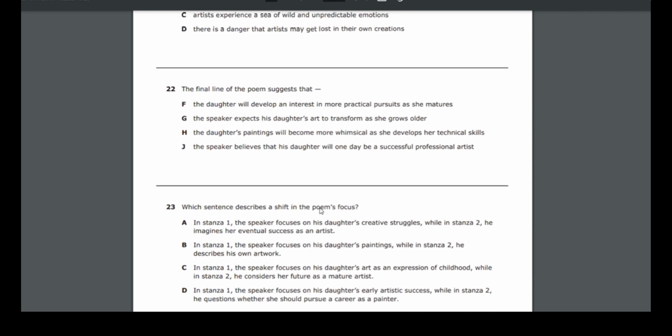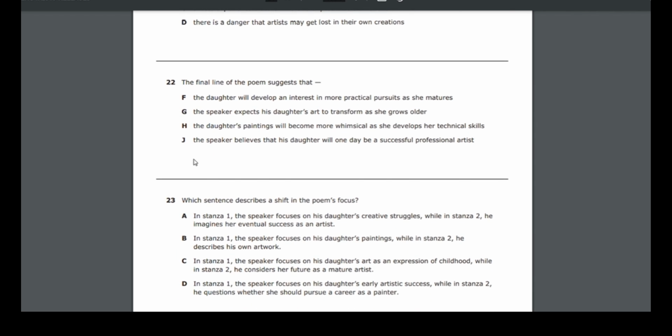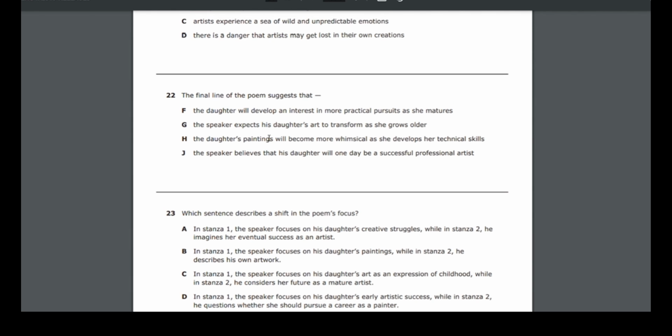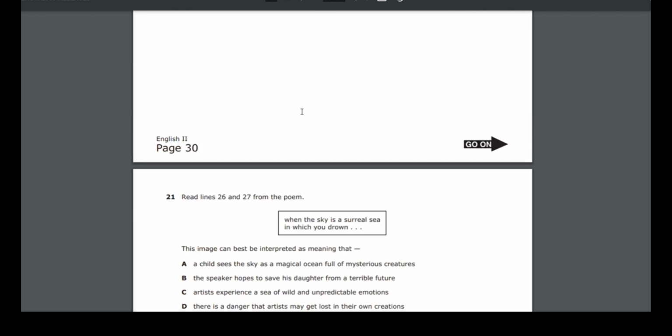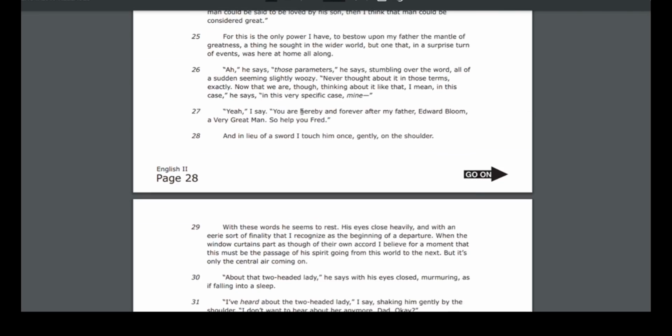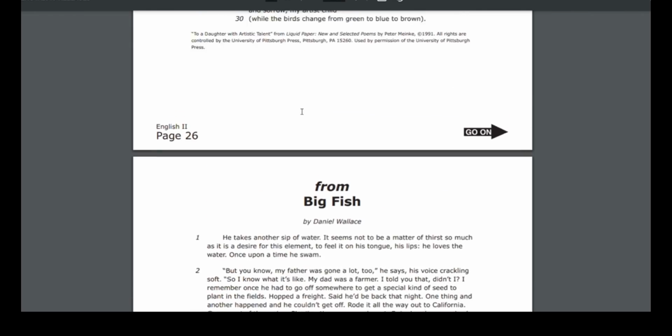Now in 22, we are going to have to read, and when we do read, I suggest the line above and the line below. This is the final line of the poem, so just the line above. And we're trying to figure out what the final line of the poem suggests. So is she going to develop an interest in more practical things? Does he expect her art to transform? Will her paintings become more whimsical as she gets better? Or does he think she's going to be a professional? So let's go back up. Not this one, but this one.